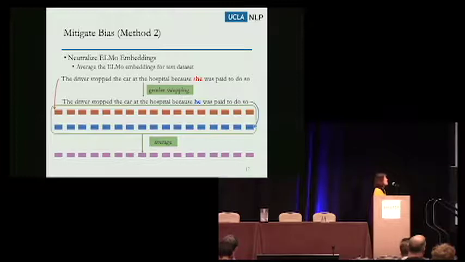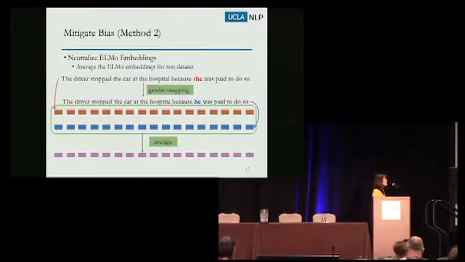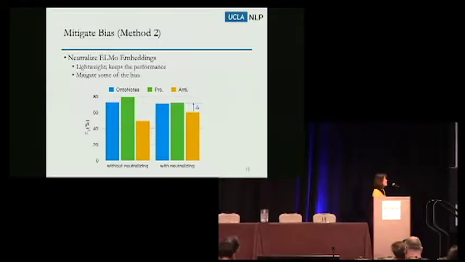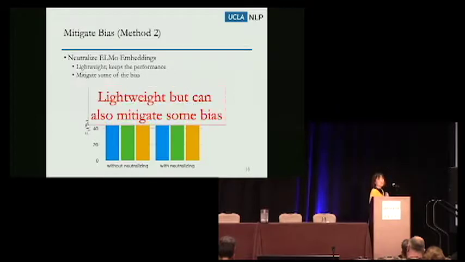So this is the second method, called neutralizing ELMo embedding. For each sentence in the test dataset, we first get its gender-swapped variant. Then we average the ELMo embeddings for these two sentences to get a new representation for the input sentence. And then we do the coreference. The results show that this lightweight method can keep the performance, but at the same time mitigate some of the bias in the system.